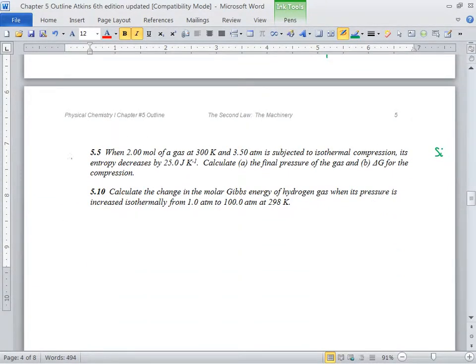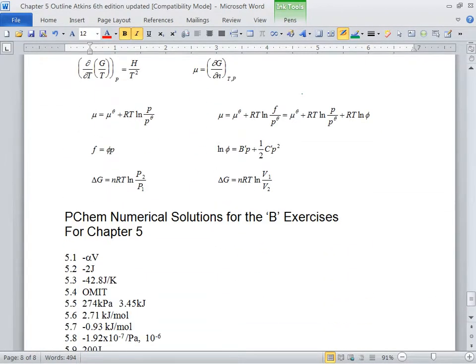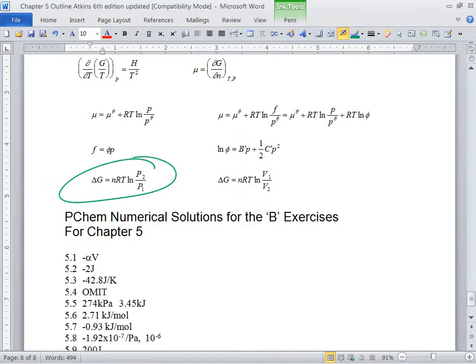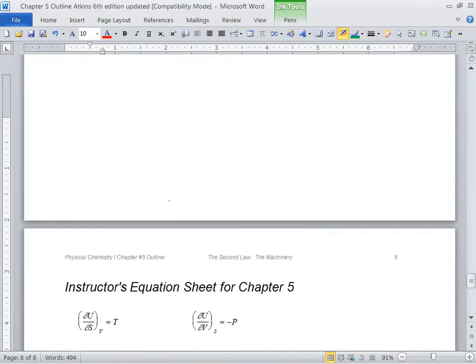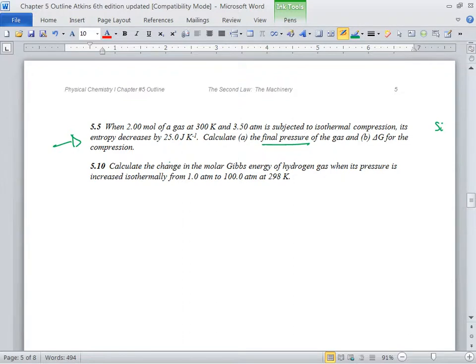So these two I don't think are so bad. Look how it says calculate the final pressure. Well, that's just jumping to that relationship. You have to get rid of the natural log to get P2. How do you get rid of natural log? Raise everything to the e power. But you don't know delta G, right? So how do you get delta G first? You have to find entropy, using the same thing they just did. They told you the entropy.